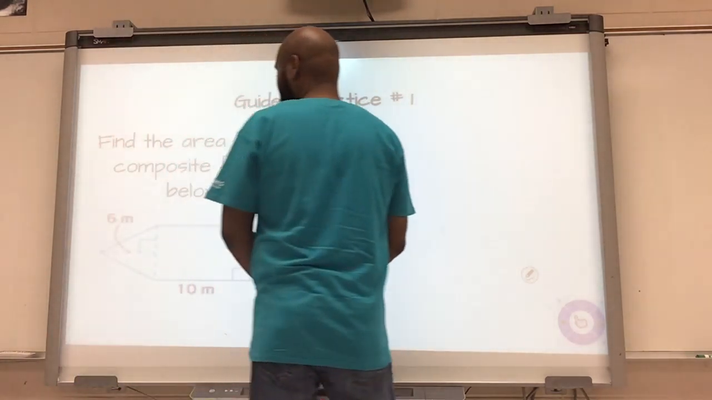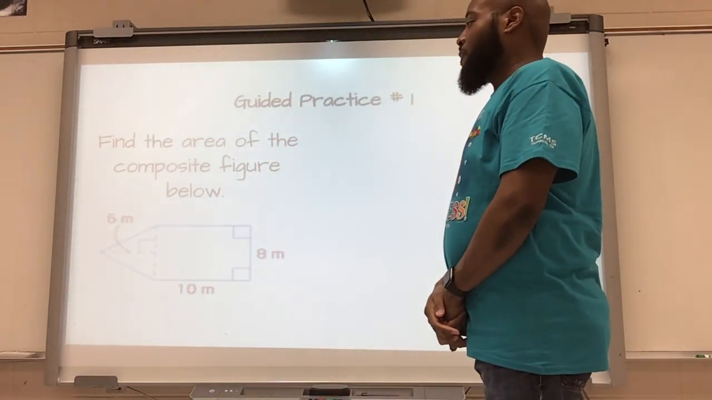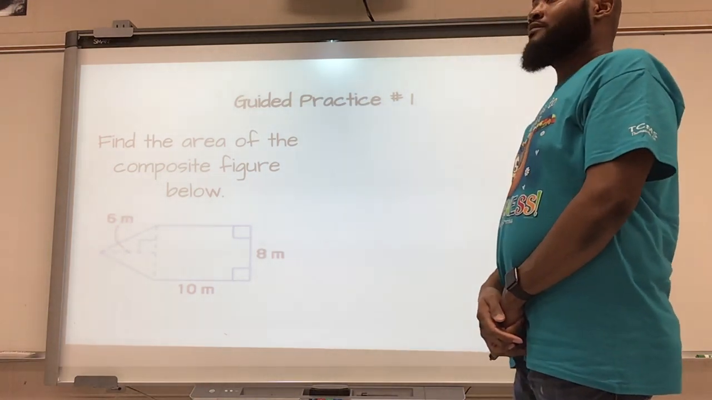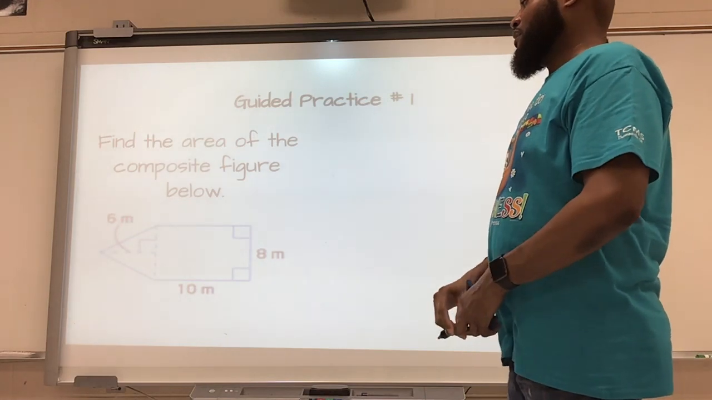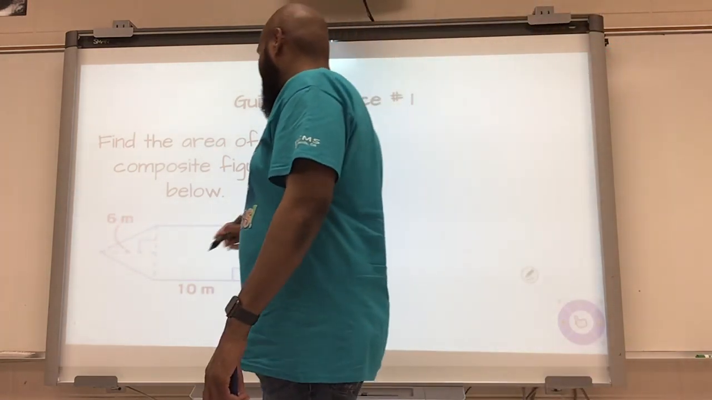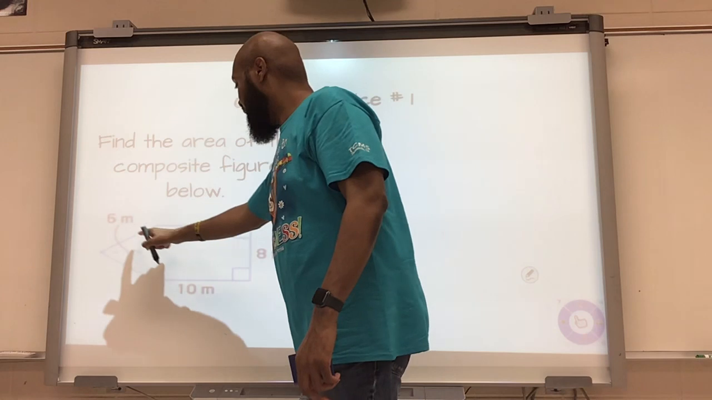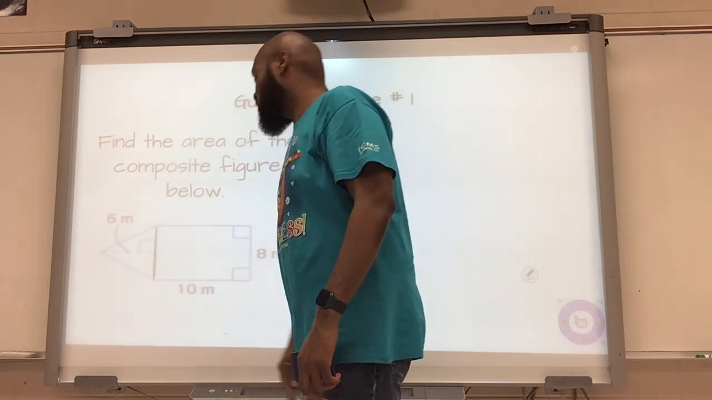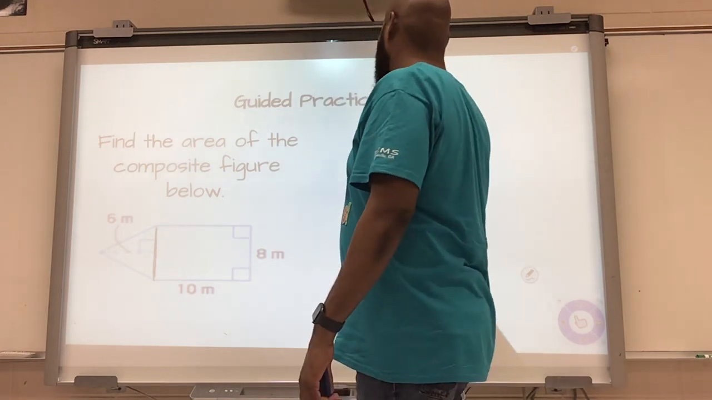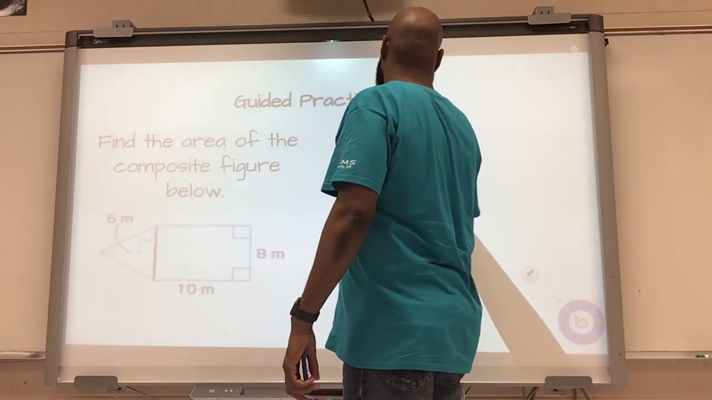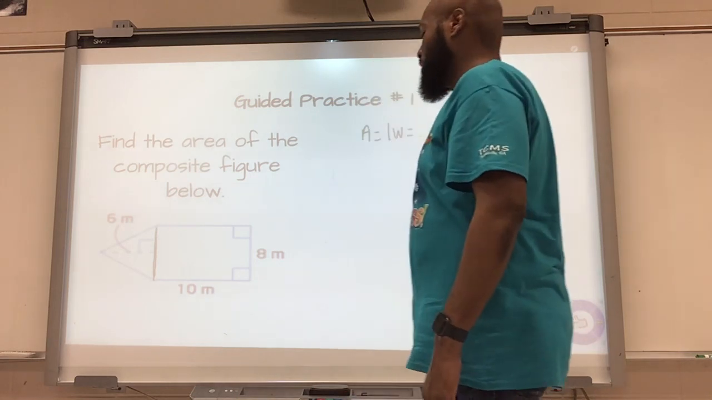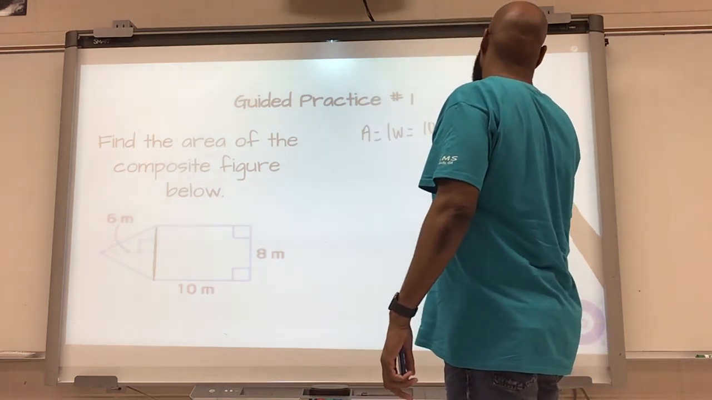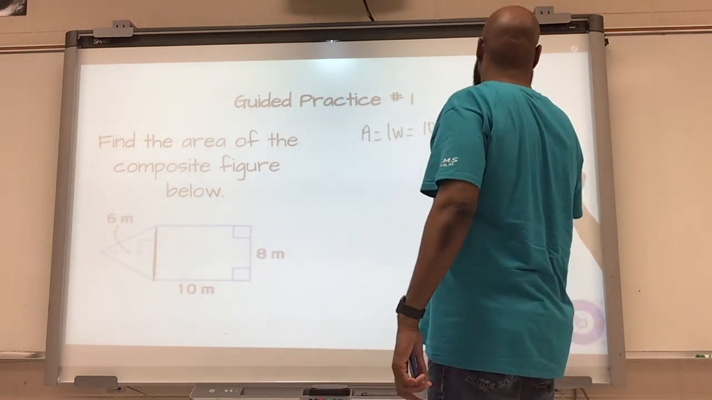All right. Our guided practice number 1. We have a composite figure. That means we're going to have to decompose it to find the area. So we have a rectangle and a triangle. We're going to draw a line right here to split them up. We're going to find the area of the rectangle. Area equals length times width. So we're going to take 10 times 8, and that gives us 80 meters squared.